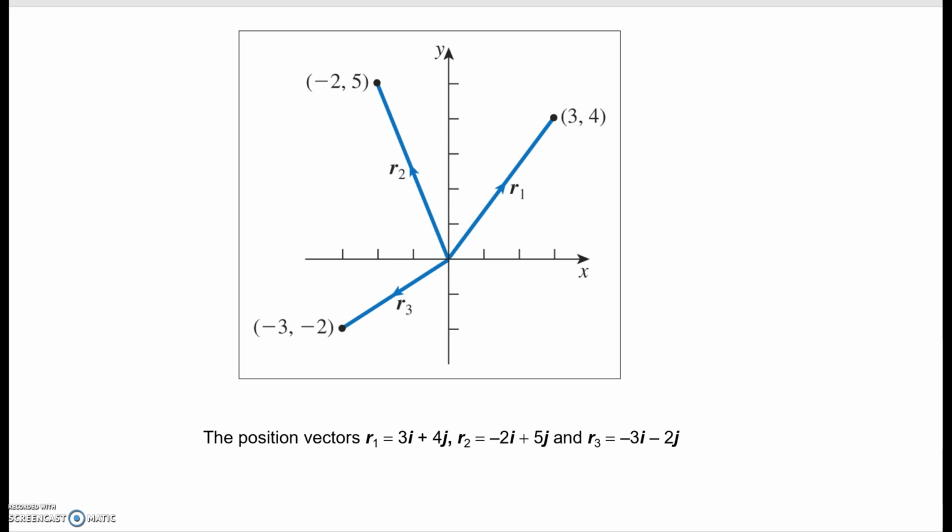The point 3, 4, for example, would be 3i plus 4j. The point negative 2, 5 would be negative 2i plus 5j. We could represent the point -3, -2, as being -3i plus -2j, which we could write as -3i minus 2j.